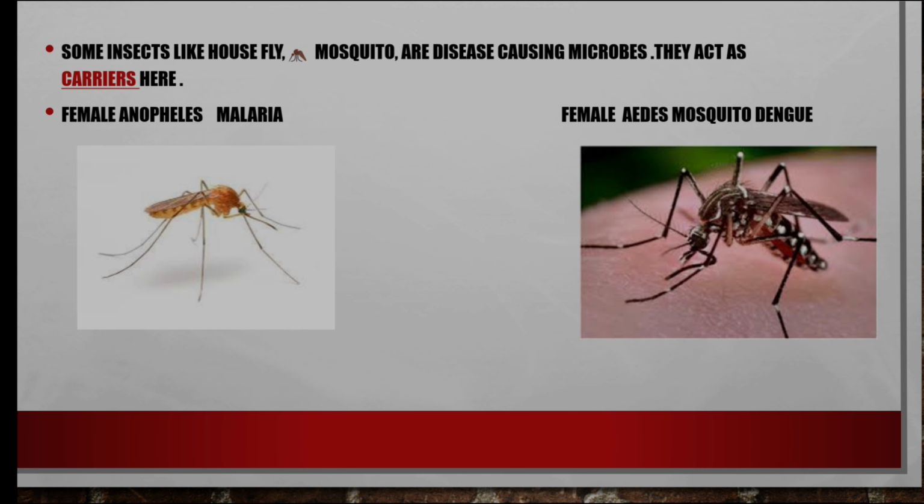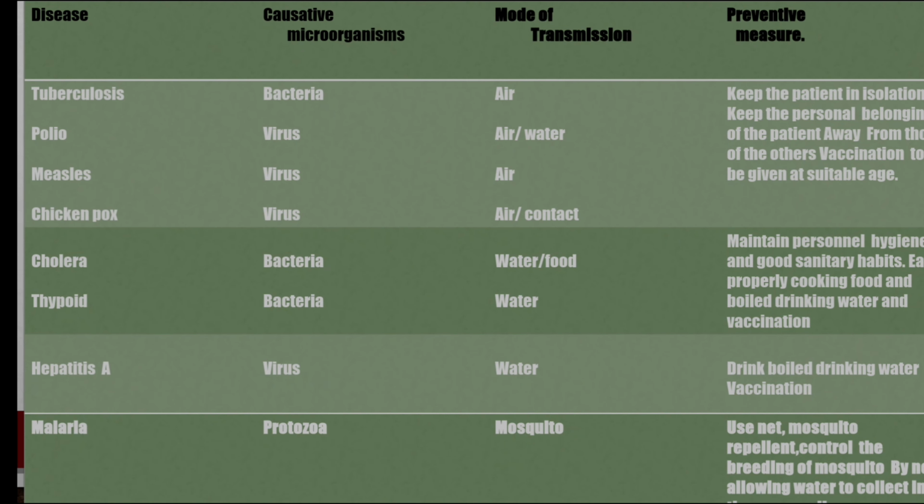Okay? Next, diseases. Tuberculosis is caused by bacteria, and the mode of transmission is air. What is the preventive measure? Keep the patient in isolation. A person suffering with TB should have a personal kerchief and a personal towel. Keep the TB patient's personal belongings away from those of others. Vaccinations should be given at the suitable age.